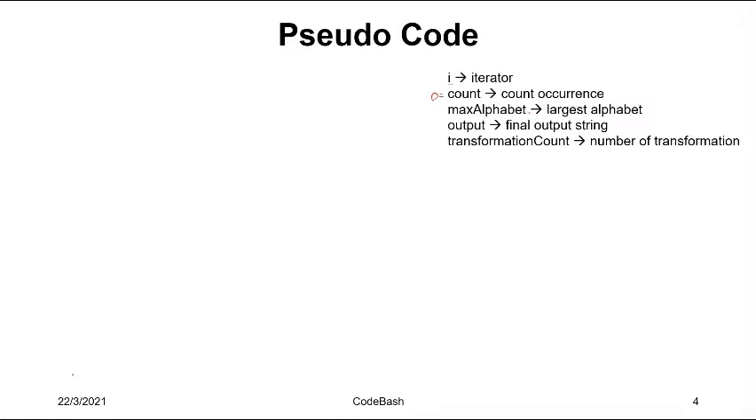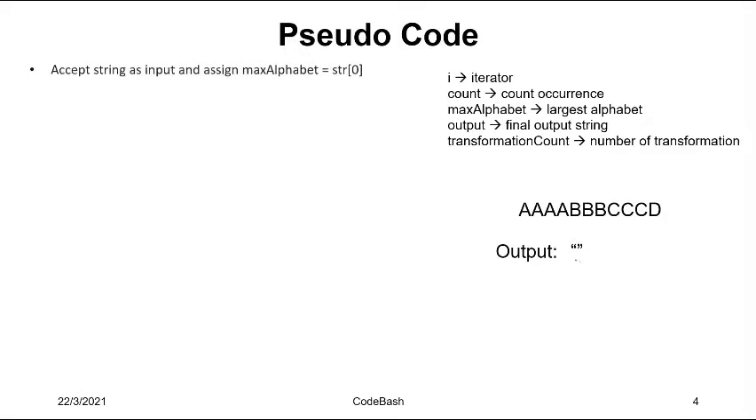So let's start with the actual code. Yeah, and so here we have the sample so that we can take a reference from it, and we start with an output string which has an empty string in it, so nothing. So first thing is that we accept the string as an input and assign max alphabet equal to str of 0. So str is our variable which has a string over here, we are considering that, and 0 because we need to give some initial value.